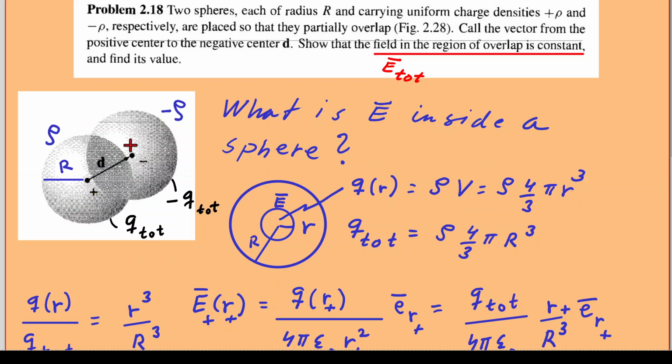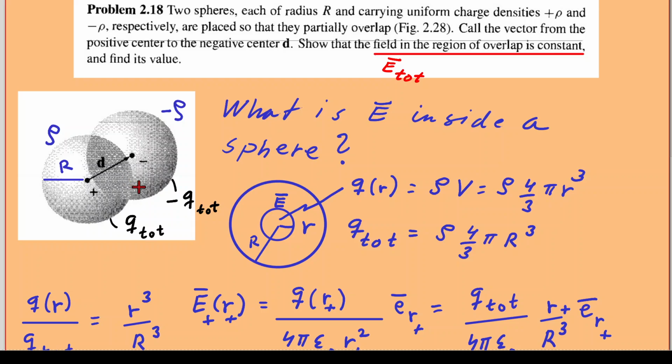But for the problem here, there is a distance d between the centers. And the charge density is rho, and here negative rho, or if you like the total charge of that sphere, negative q total, and q total here. So we are supposed to compute the electric field inside the overlapping region here.